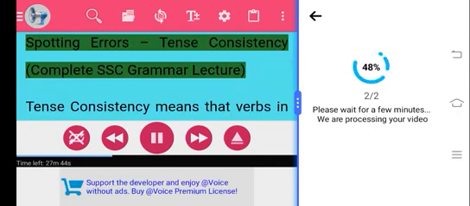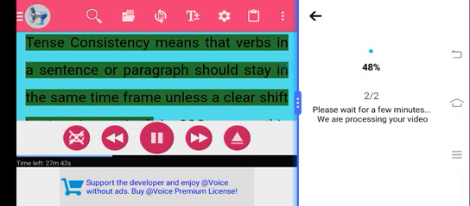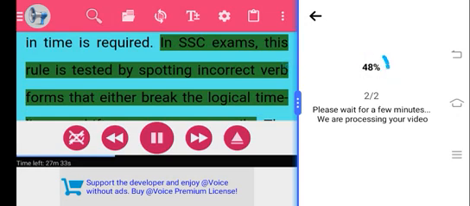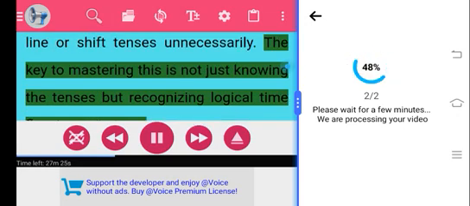Spotting errors: tense consistency. Complete SSC grammar lecture. Tense consistency means that verbs in a sentence or paragraph should stay in the same time frame unless a clear shift in time is required. In SSC exams, this rule is tested by spotting incorrect verb forms that either break the logical timeline or shift tenses unnecessarily. The key to mastering this is not just knowing the tenses but recognizing logical time flow in a sentence.